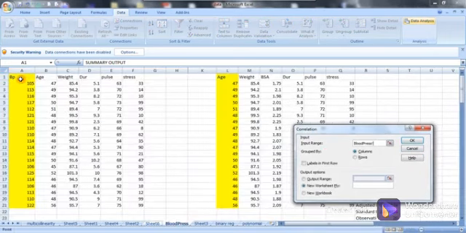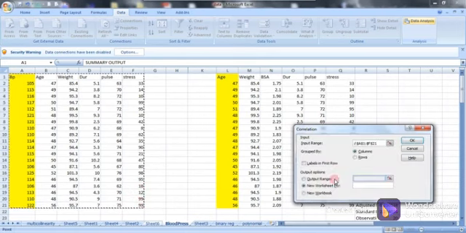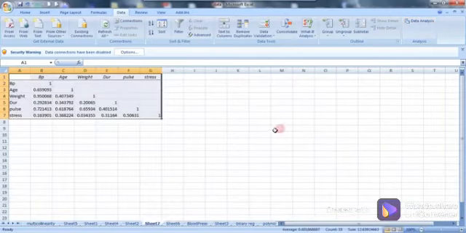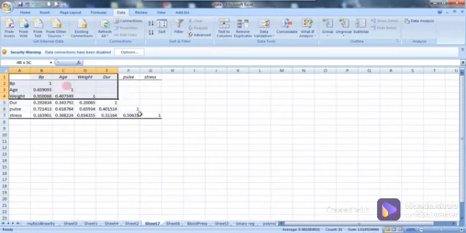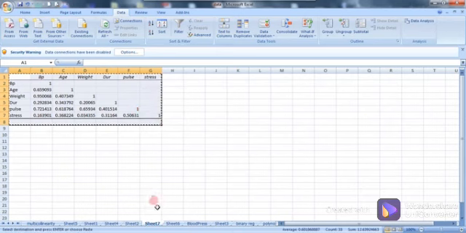Let's have it here. We input all of the data, and let's label the first row. So this is the result. I would like to bring the result closer to where I could.